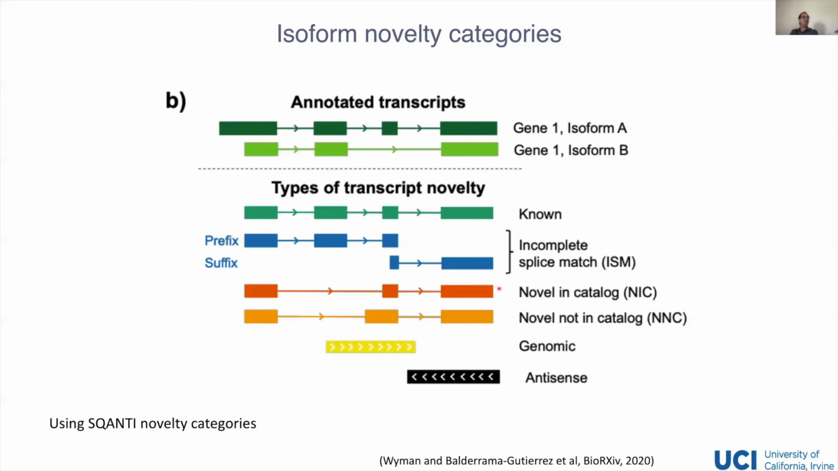So for example, in the novel in catalog case, we have this new exon skipping event that we observe, but otherwise all of the exon boundaries match known exon boundaries. Whereas for novel not in catalog, we would actually be observing a novel splice donor or acceptor that has not been seen before. There are additional categories such as genomic and antisense that are useful for categorizing rare events.